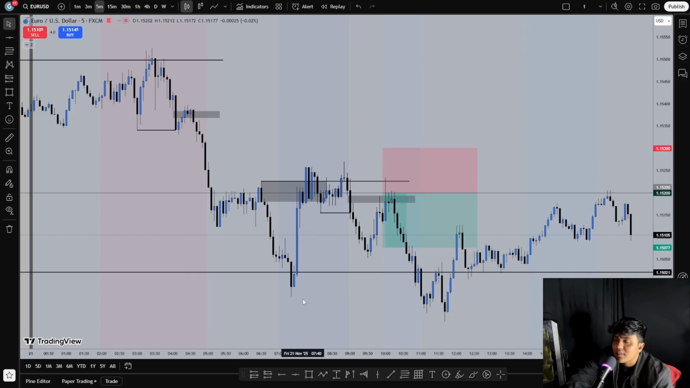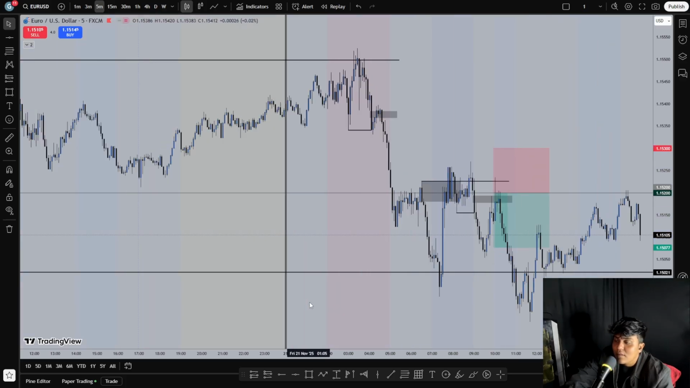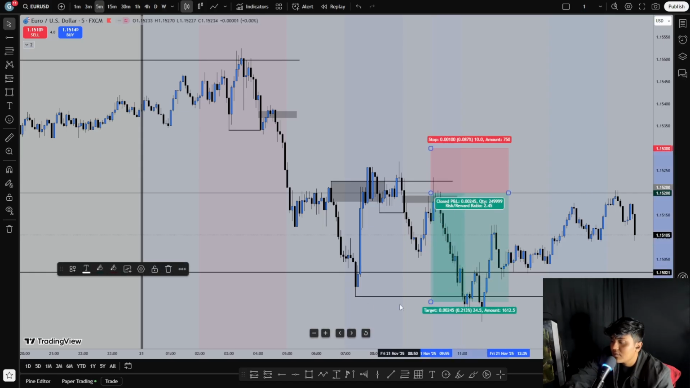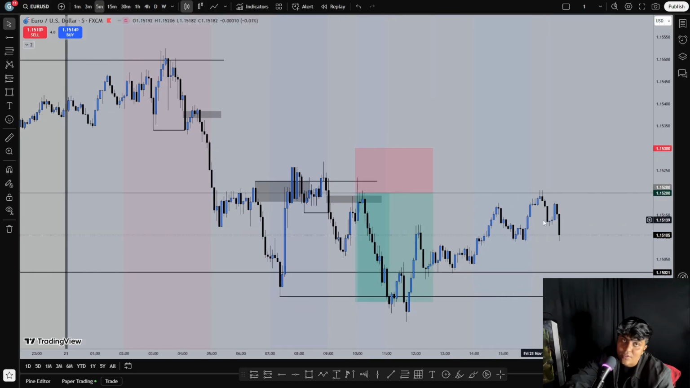And where is the sell side liquidity? Below this structural low, right? Because this is the London session's low, or this is the daily's low. So price went down and took the liquidity from here, and then it started to consolidate.